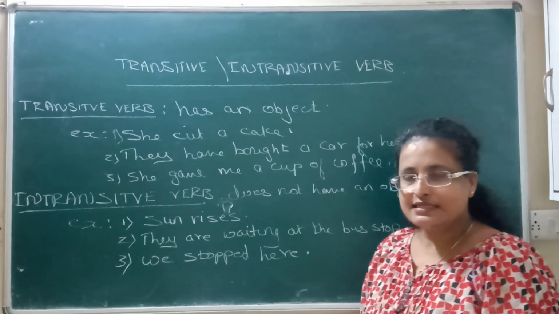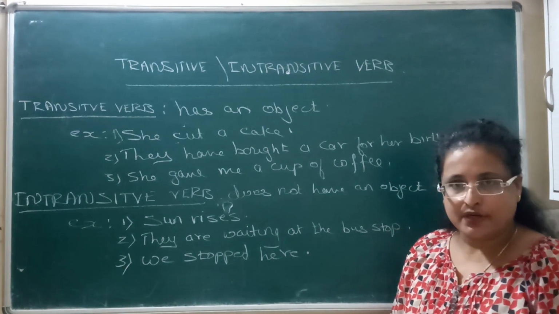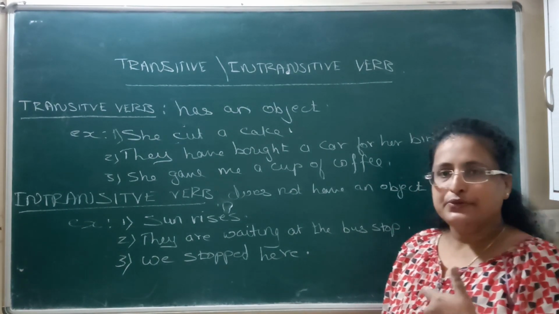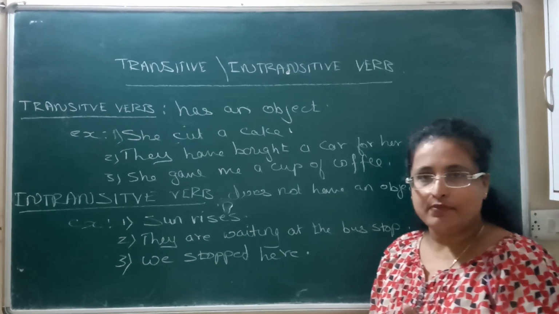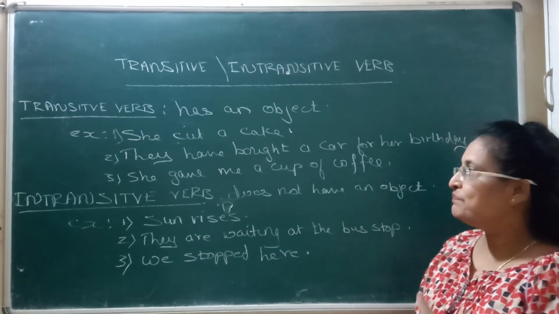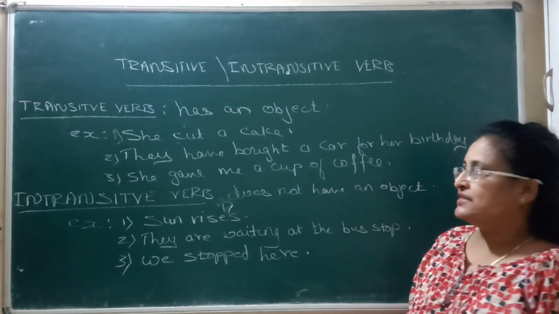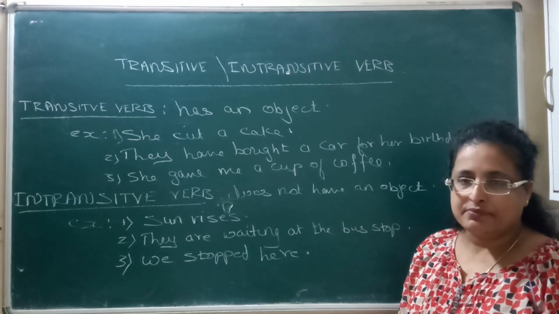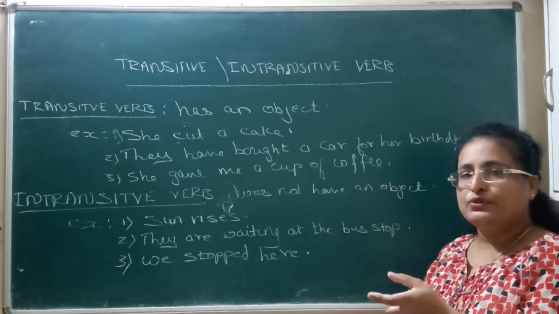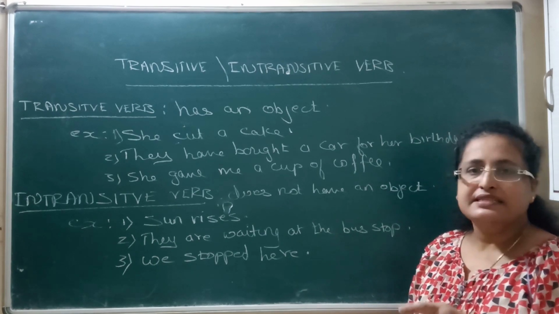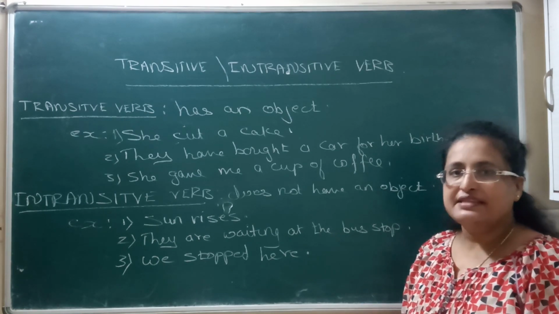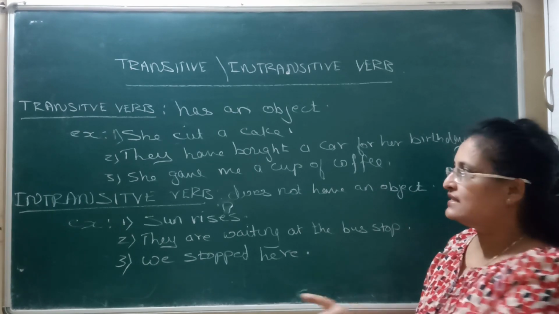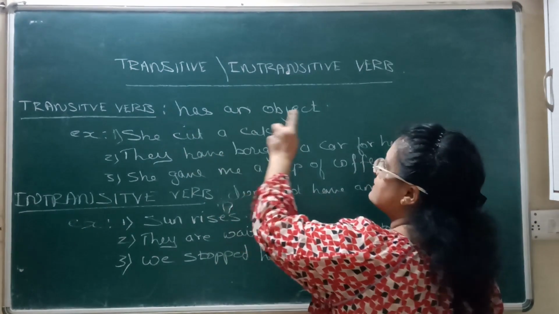Object is a noun or a pronoun in a sentence, and you can ask a question what or whom. Now, what is a transitive verb? Again, verb can be classified into transitive verb and intransitive verb. Now, this is based on the object. A verb is said to be transitive if it is having an object. Very easy. Transitive verb has an object.